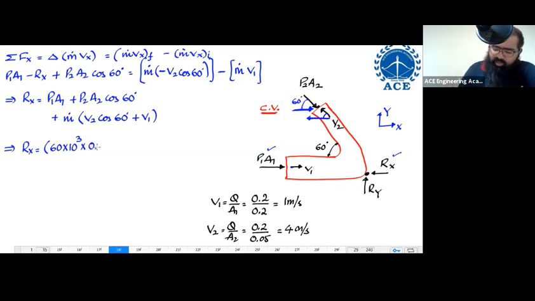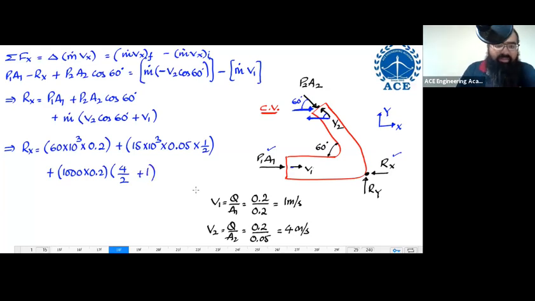A1 is equal to 0.2, P2 over here is equal to 15 into 10 power 3. A2 is equal to 0.05. Cos 60 is equal to half. Plus m dot is equal to rho Q. So rho is 1000, Q is 0.2. V2 is equal to 4. Cos 60 is equal to half. Plus V1 is equal to 1. This is the value I'm having.